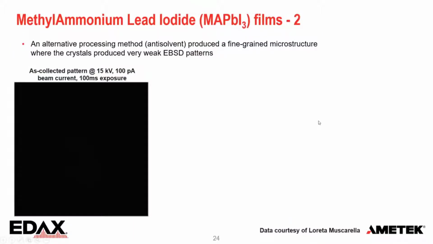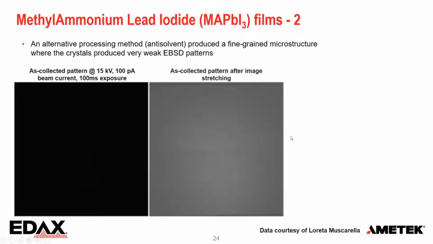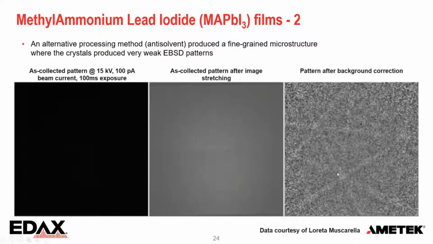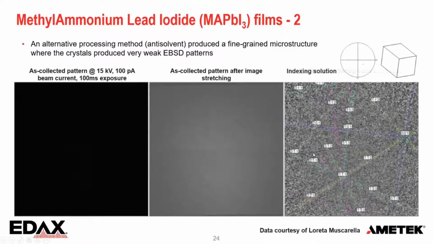Now, this one was a little bit more challenging. This is the original pattern. You just get almost nothing in there. But because we have so many gray levels to play with, we can stretch the image. And now we can start to see something. And when we then apply background correction, some additional image processing to really pull out all the details that we have, we can see the bands quite clearly.